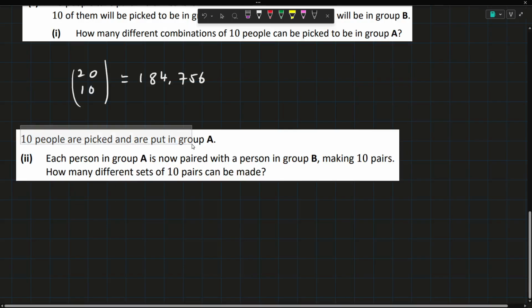Then we're told that 10 people are picked and they're put in group A. And then each person from group A is paired with somebody in group B. So there's 10 pairs. How many different sets of 10 pairs can be made?